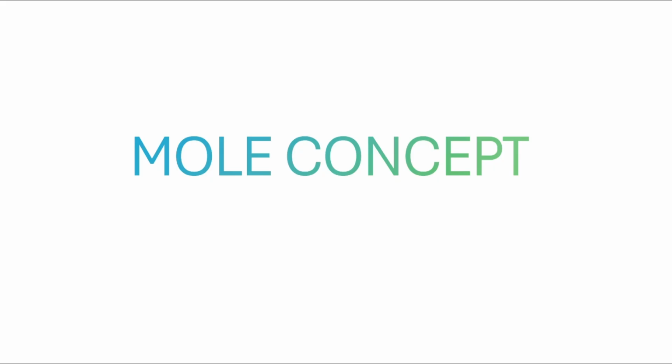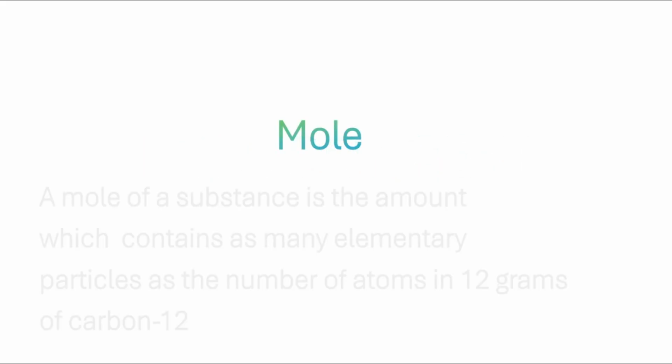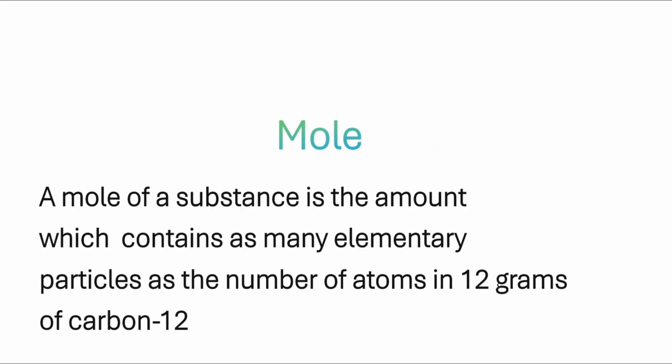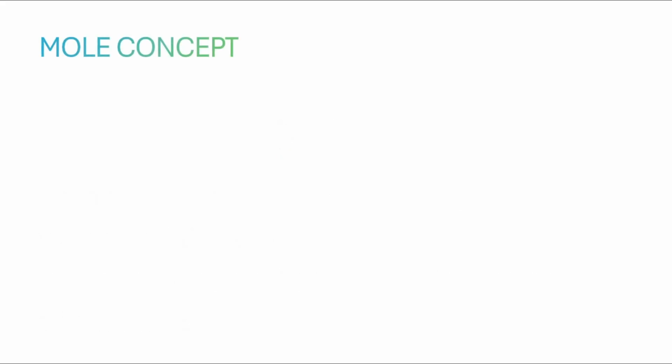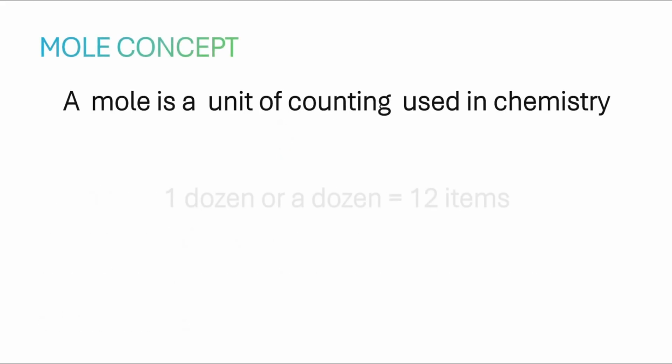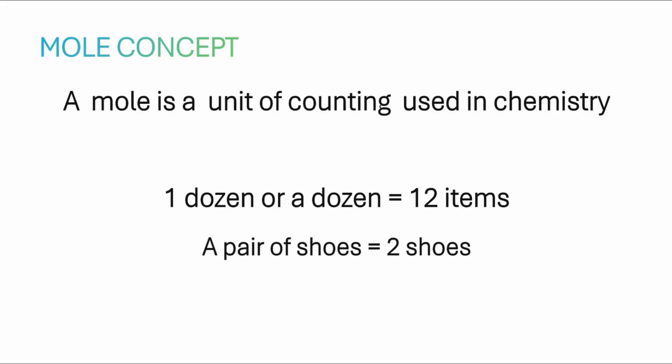Alright, by definition, a mole of a substance is the amount which contains as many elementary particles as there are in carbon-12. In chemistry, a mole is just a counting unit, just like we have a dozen representing 12 items. A pair of shoes represents 2 shoes, that is the left and the right. I hope nobody wears 2 left shoes or 2 right shoes. Alright, that's by the way.